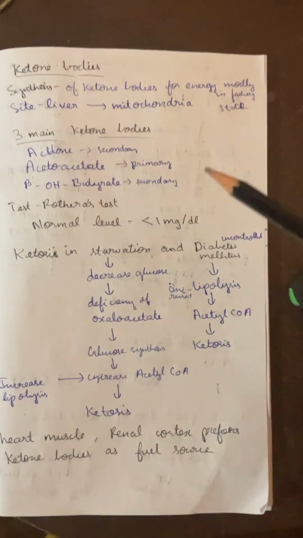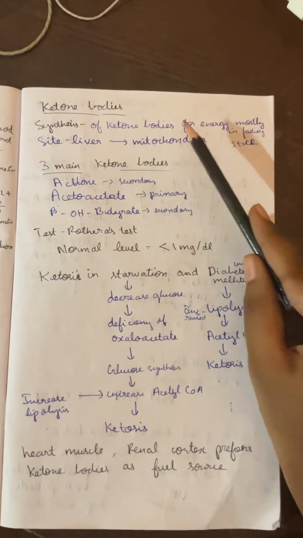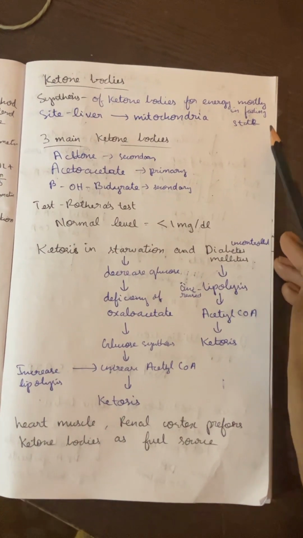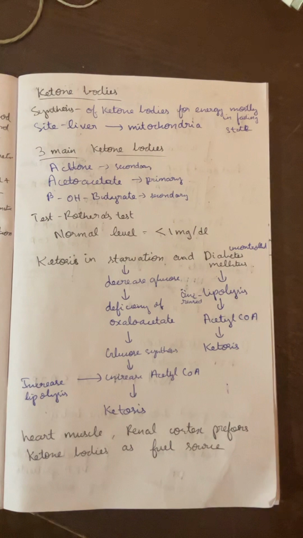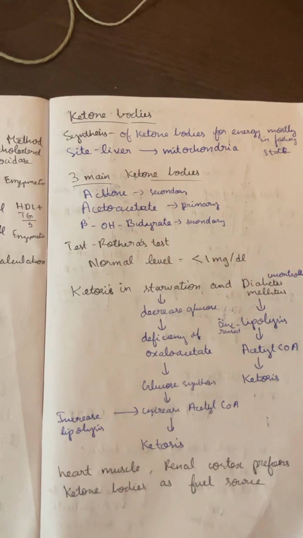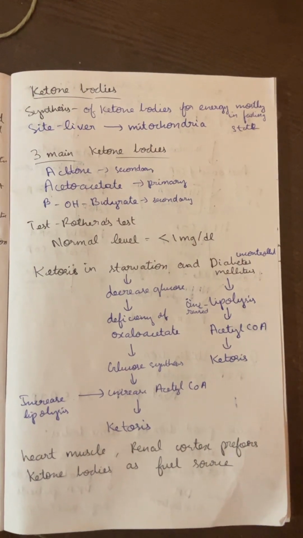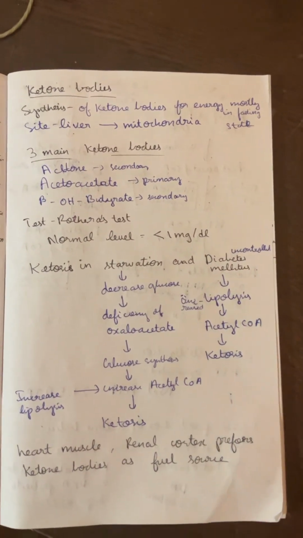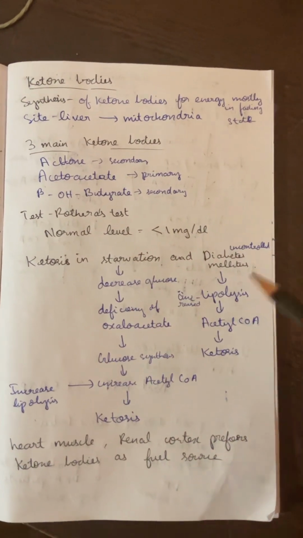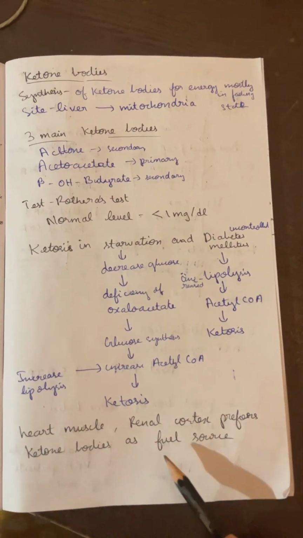Okay, so this is ketone body metabolism. This is synthesis of ketone bodies for energy, mostly in the fasting state. Mostly we get energy mainly from glycolysis and glucose only. But when the body is in a fasting state or in a compromised state, even in diabetes mellitus, that time ketone bodies come into play. Even during strenuous exercise.